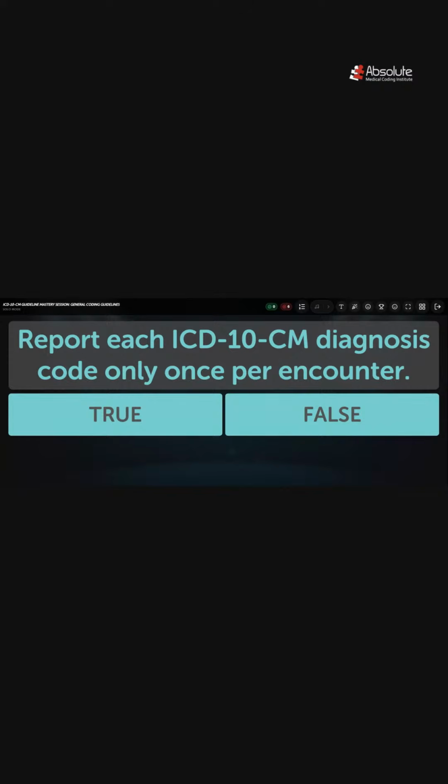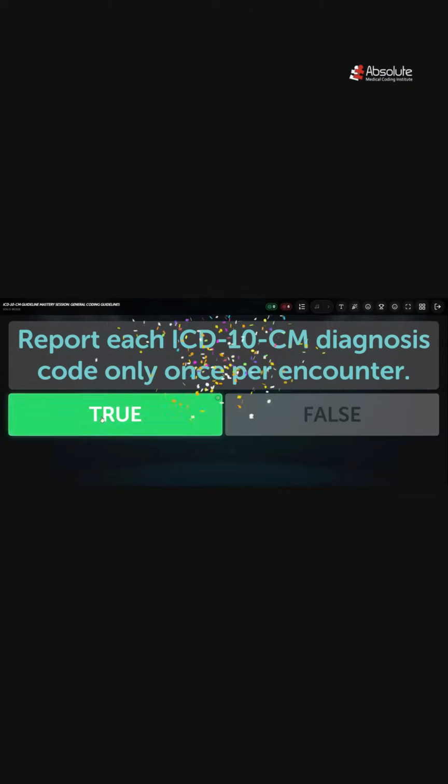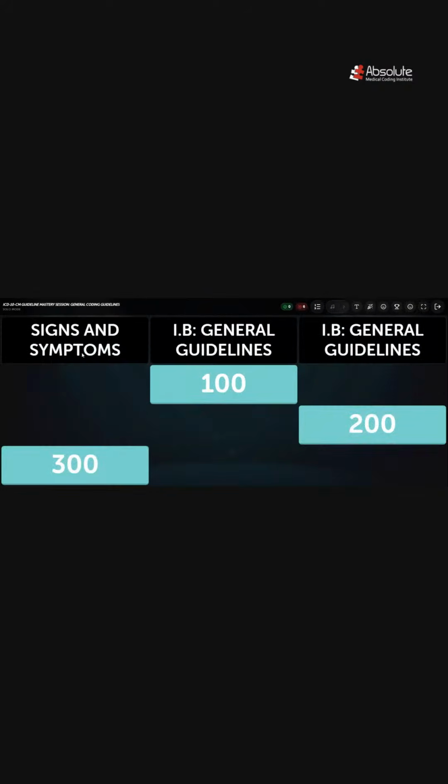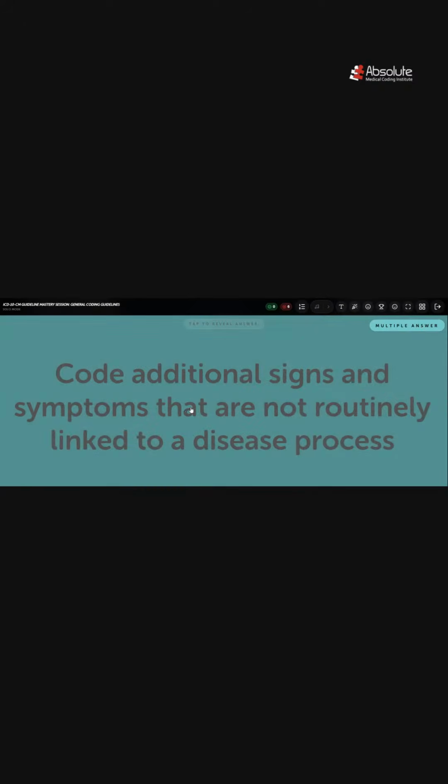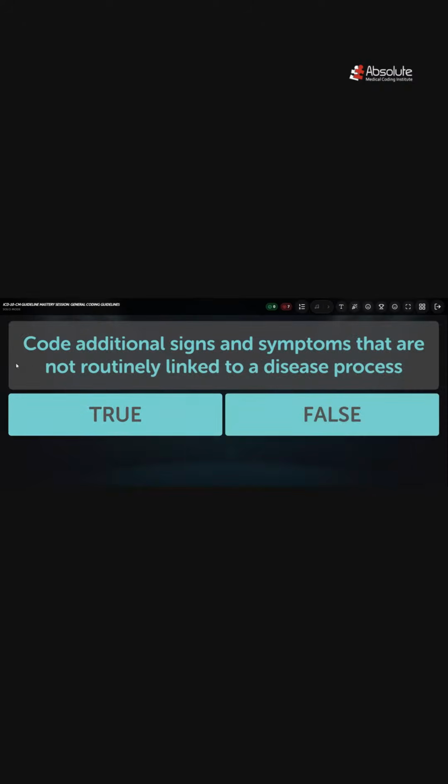All right. Yes, 100%. This is true. There's no reason why you should be coding a diagnosis more than once per encounter. So everyone got that one right. All right. And let's knock out the rest of these signs and symptoms for 300. All right. Code additional signs and symptoms that are not routinely linked to a disease process. True or false?